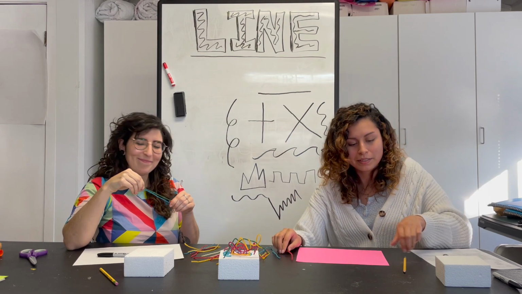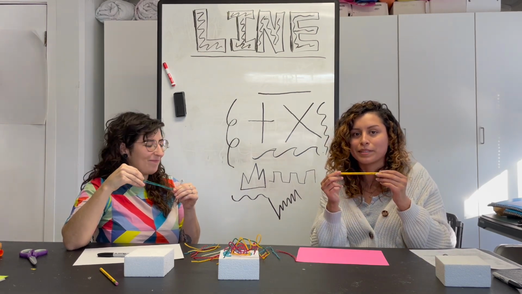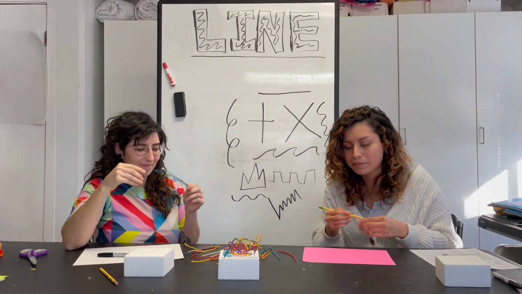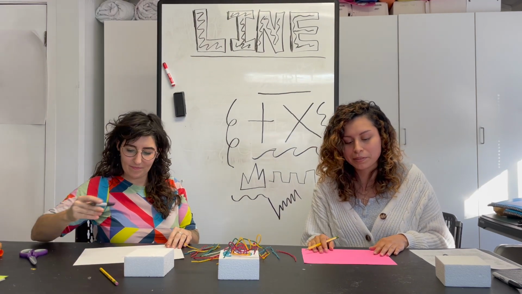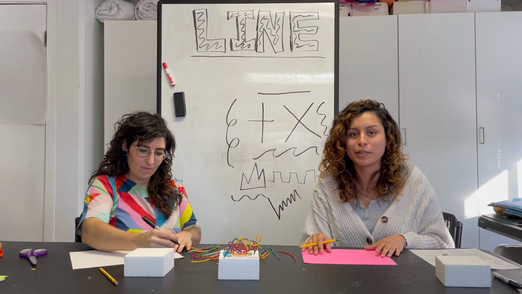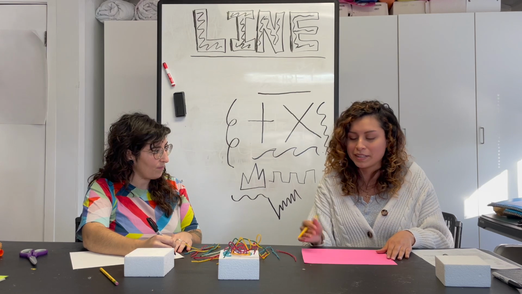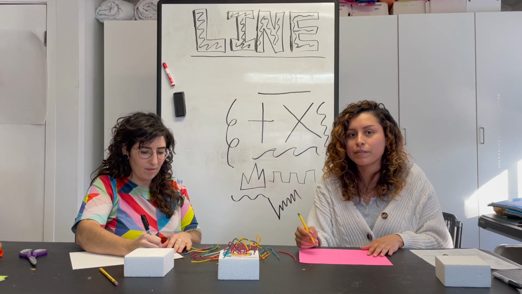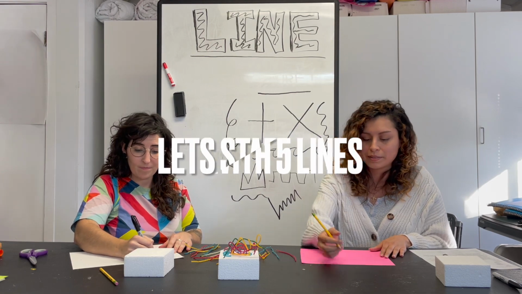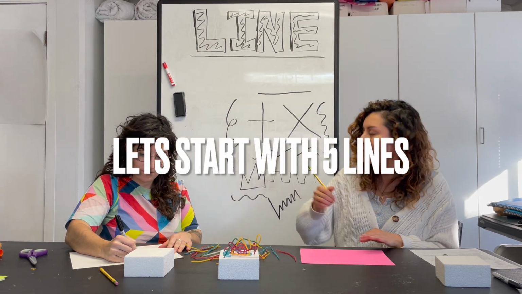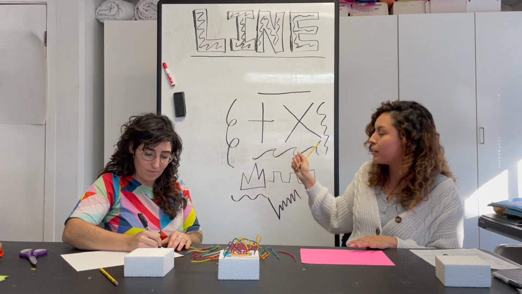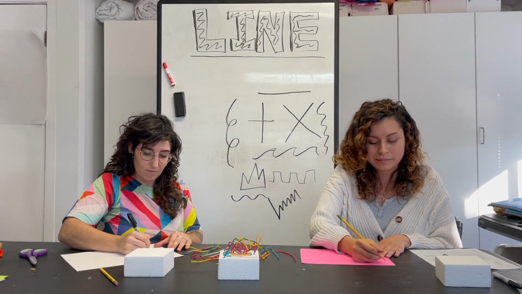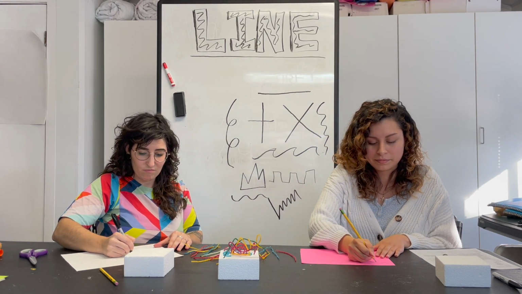And you also have a pencil or just a writing utensil. So on your paper, we are going to be drawing different types of lines. How many lines should we draw? I think starting off, 5 lines is good. So use the lines that we've created as inspiration, or come up with your own.